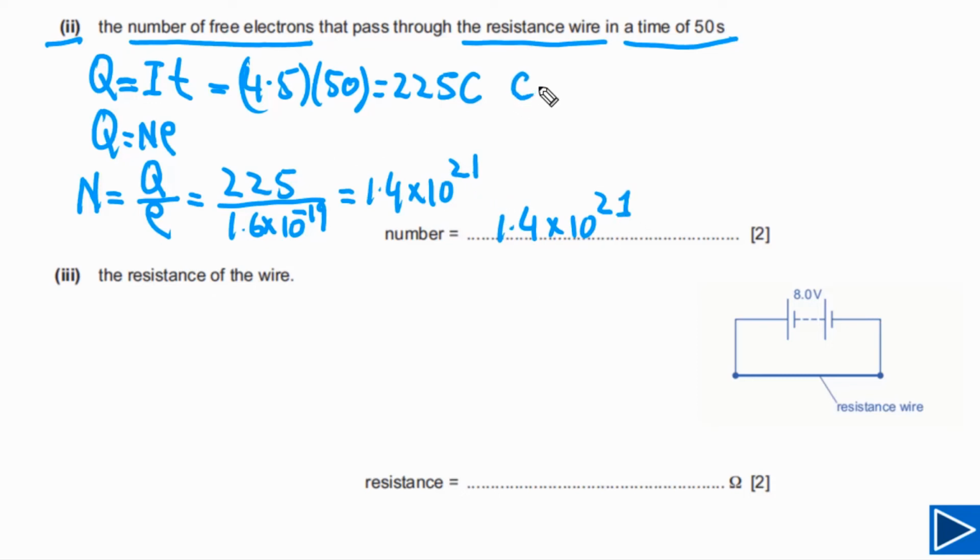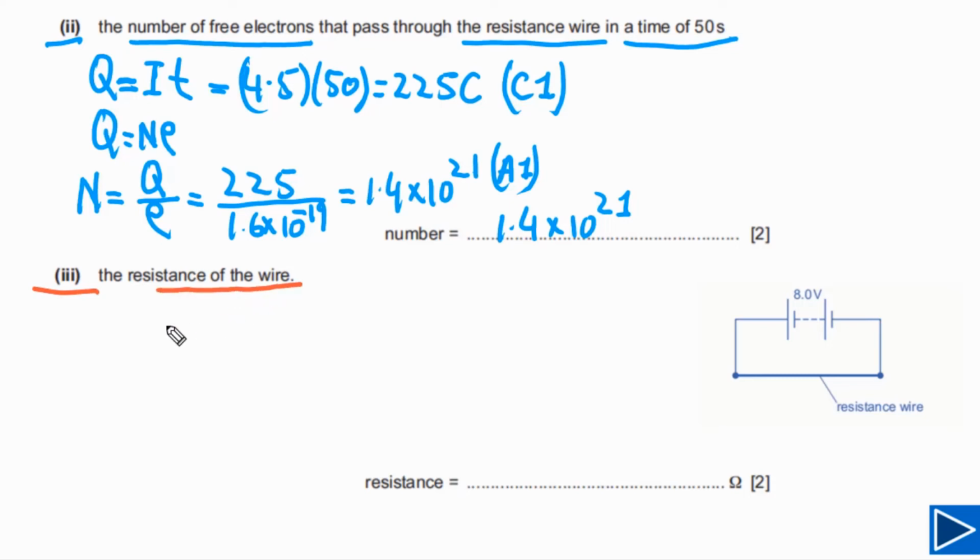You will get the first mark, the C mark, if you have got the right answer for the amount of charge. And the second mark is the answer mark. You will get 2 marks if you have got the right answer. For the next part, we need to calculate the resistance of the wire.